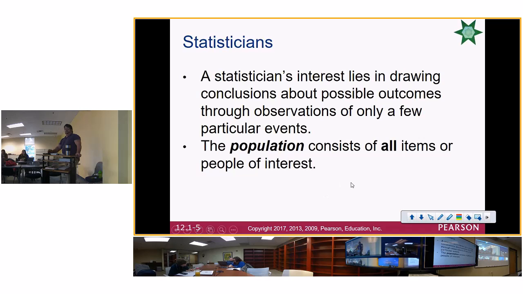There's the population. And I just say it's the big group. Population is a big group. Sample is the smaller group. The sample comes out of the population.